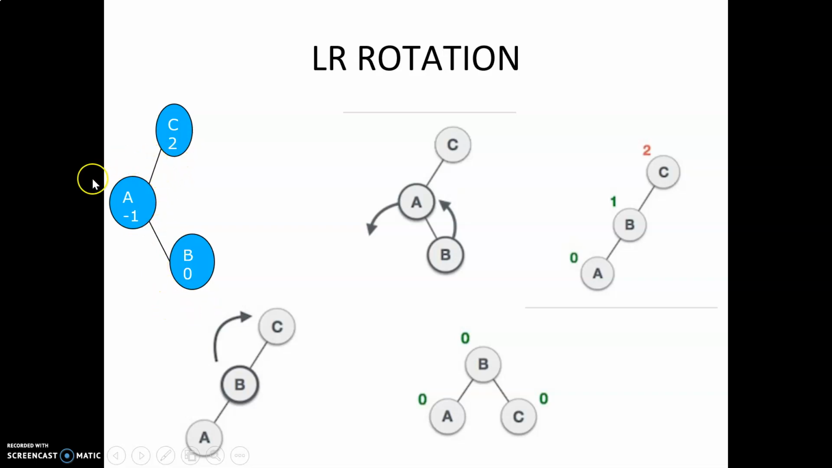That means it has been inserted in the right part of the left subtree, in the right part of the left side of the unbalanced node. So LR rotation. In this case of rotation, we have to perform two different rotations. First is left and then is right.